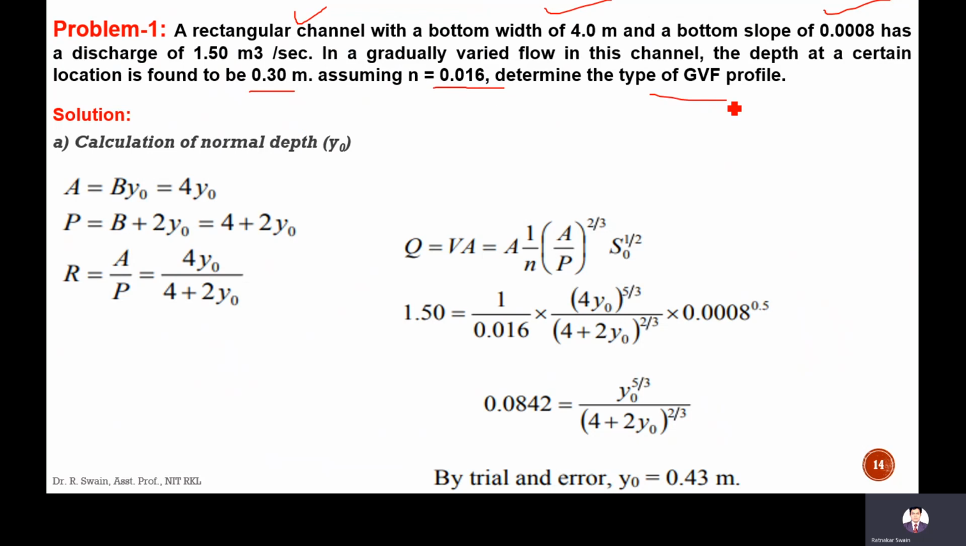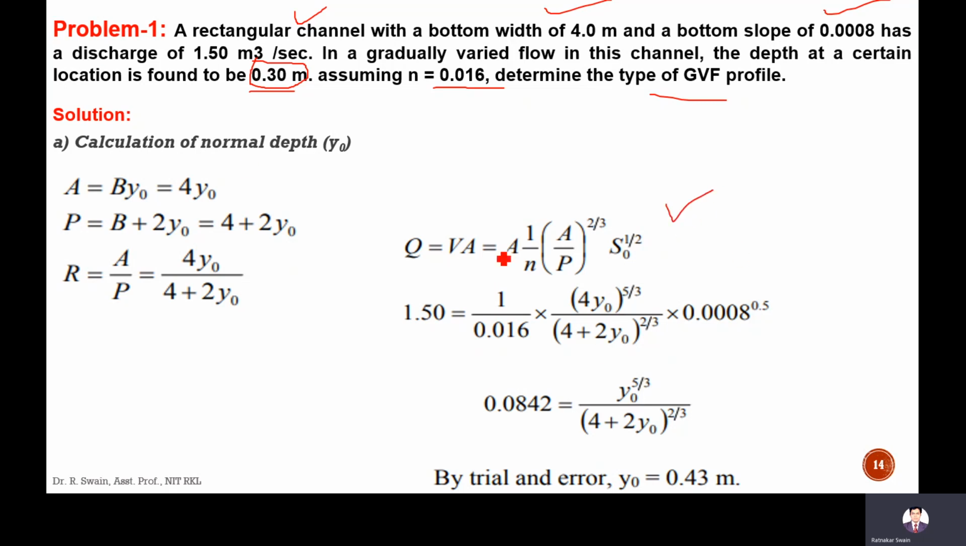So first we have to calculate the normal depth and critical depth. Then we have to compare both and obtain whether y naught is more than yc or yc is more than y naught. Then we can see whether the slope is steep or mild. Then according to the 0.3 meter depth, we can say in which region, 1, 2, 3, it lies. To calculate the normal depth, we have to use Manning's equation.